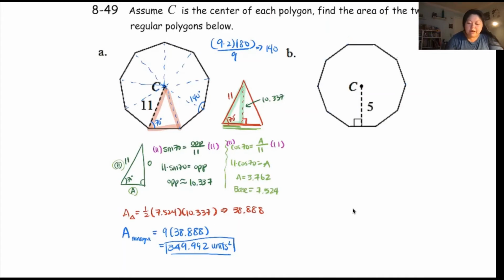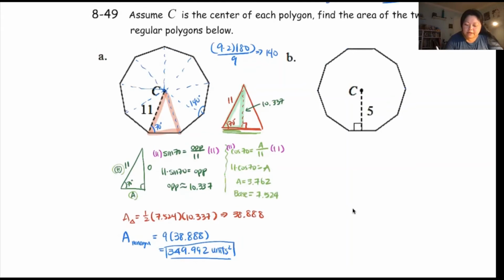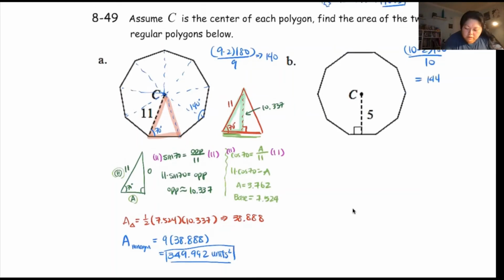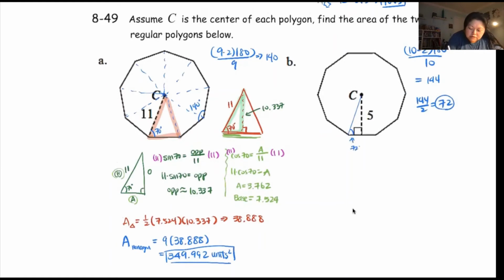Okay, so now that will help me figure out what the interior angle is. So 10 minus 2 times 180 over 10, because that's the interior angle. So that gives me 8 times 180 divided by 10. That gives me 144. Okay, beautiful. So what that does for me is if I were to draw this diagonal down, I know then this angle here is not 144, but 144 divided by 2, 72. So that angle is 72 degrees.